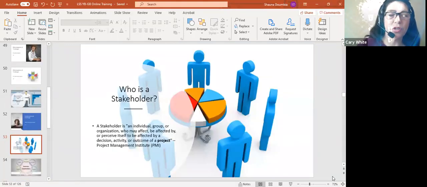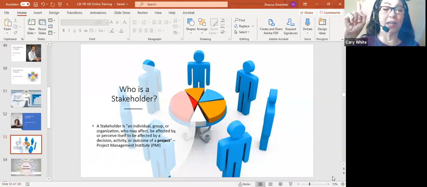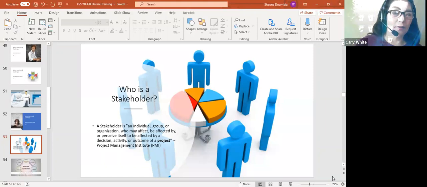And then again, let's talk a little bit more about stakeholders. And I put this quote in here from the Project Management Institute because I think it's a really good definition of a stakeholder. And again, it says here, it's an individual, group, or organization who may be affected by, or perceived to be affected by a decision, outcome, or activity of a project.